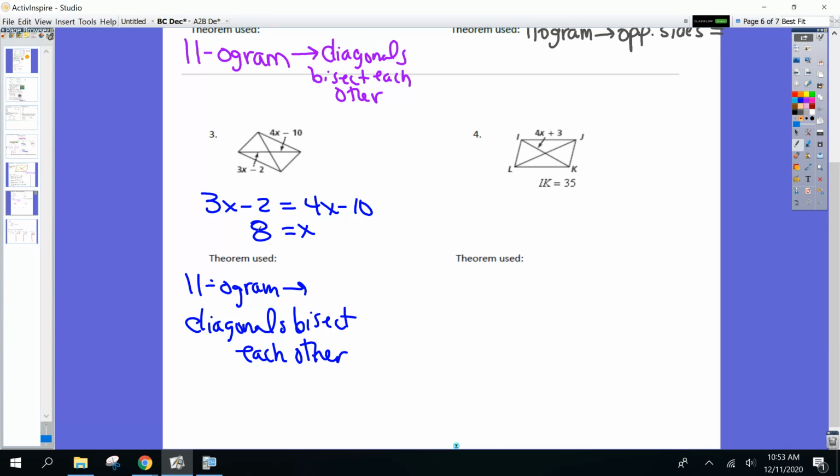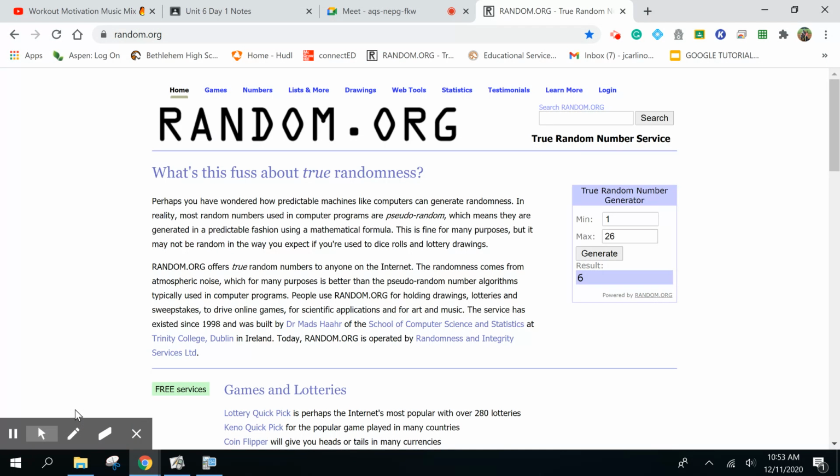And yeah, it's repetitive. There's only so much you can do with the sides and diagonals. And then finally here, I say finally, but we got 2 more with the sides and diagonals. 4x plus 3 is just this piece, everyone, all right? That's just this piece right here to the intersection point. And the whole diagonal is 35.